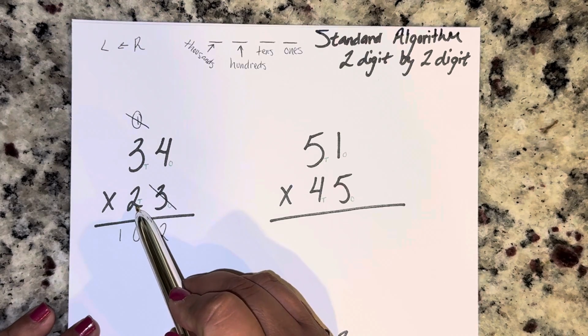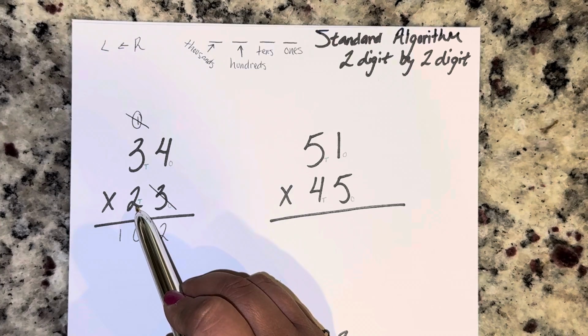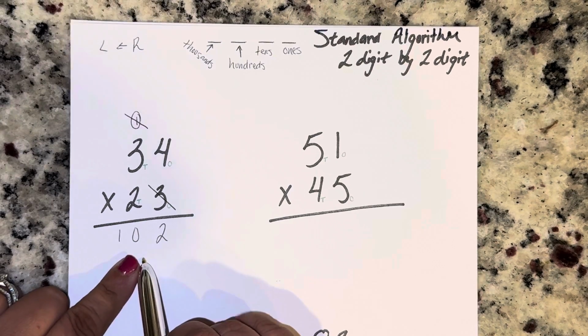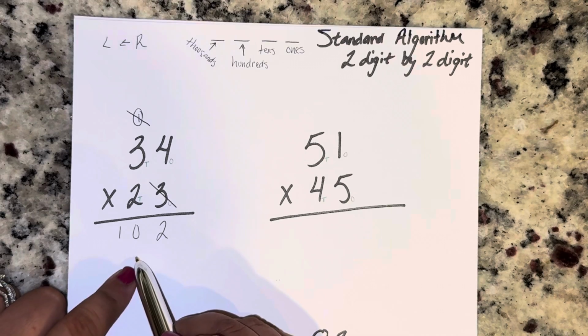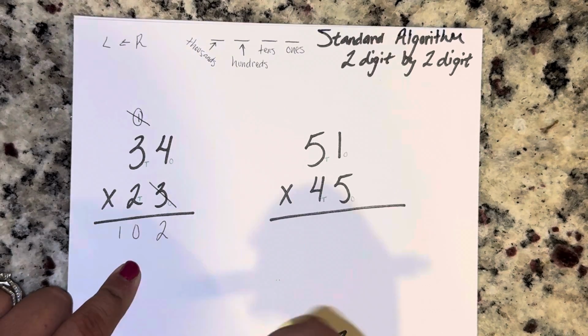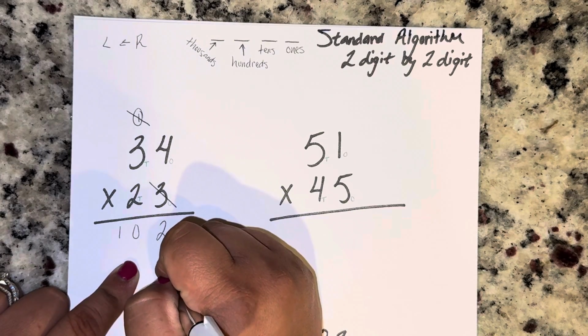I have a 2 here. However, I want to do something very important before I proceed, otherwise my product, or my answer to this equation, will be incorrect. If I am multiplying in the tens position, I'm going to come down here. I'm going to start writing here in the tens position, right? So I need to put a placeholder in my ones position, and that placeholder is going to be a 0.